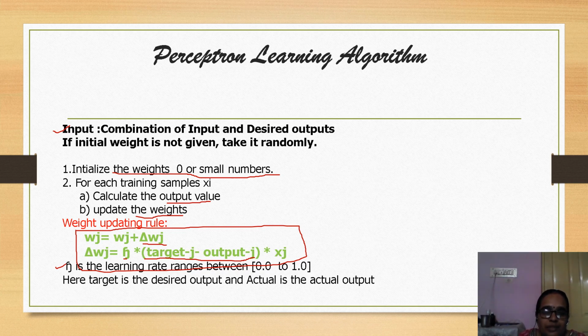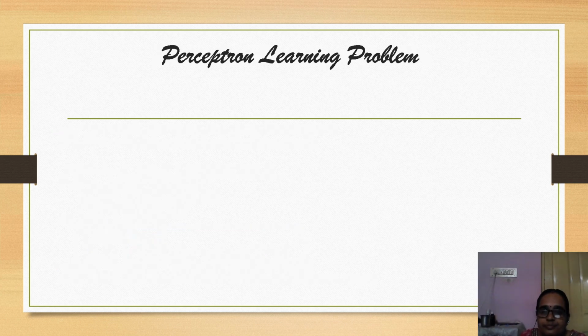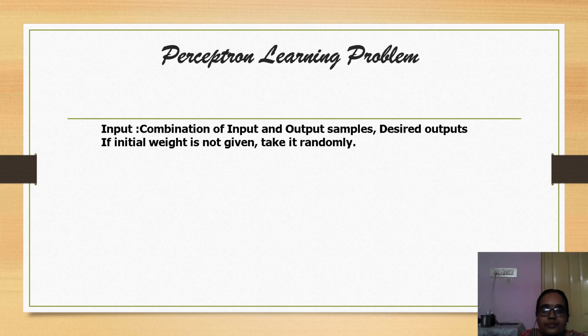Sometimes, for some conditions, if the learning rate is given, we have to take it as it is. The learning rate will be constant for all the inputs. The perceptron learning problem. So what is the input given? The combination of input and output is given. So input and the desired output is given. That is called input and output. And if the initial weight is given, we can take it as it is. If not given, we should take it randomly.